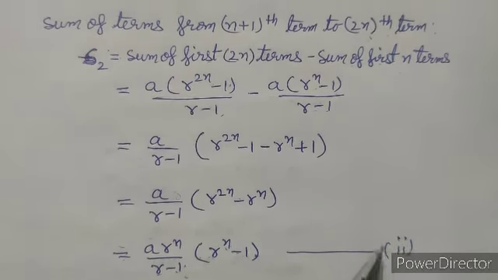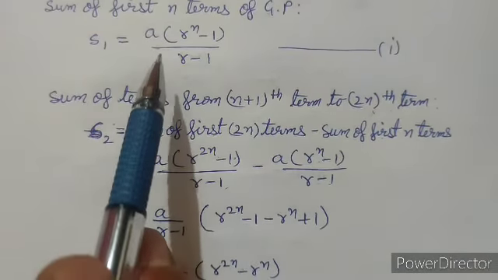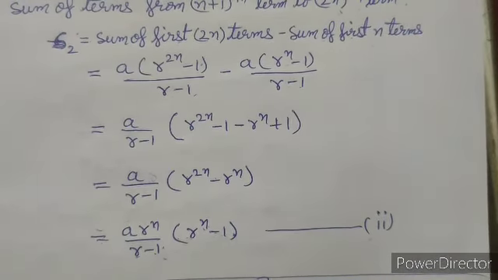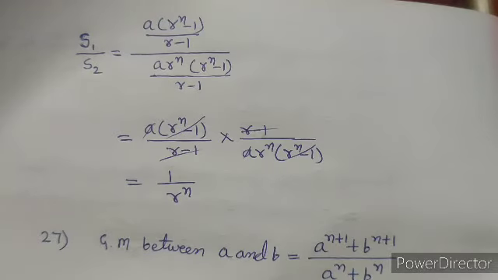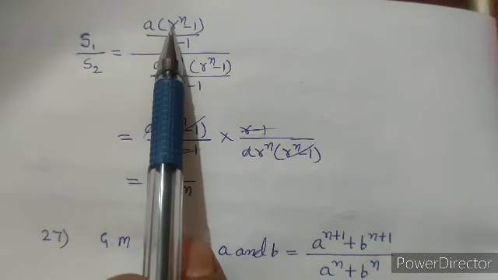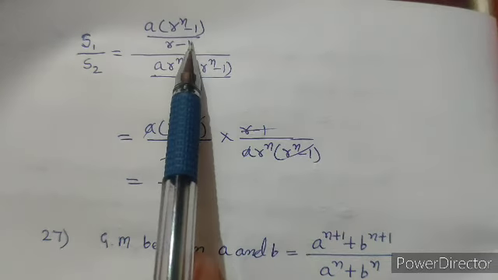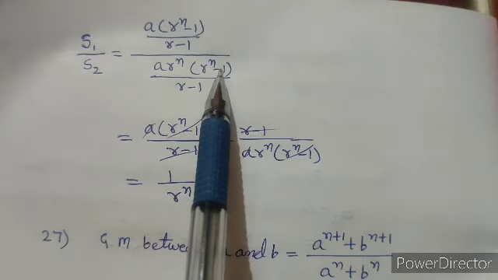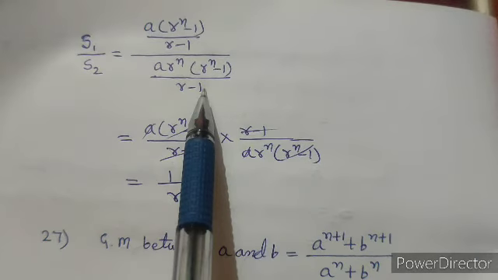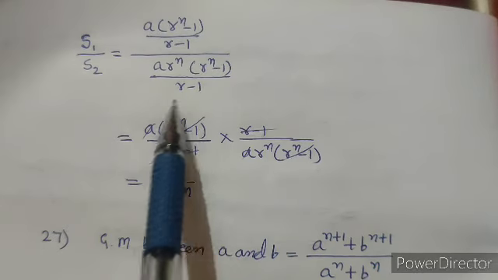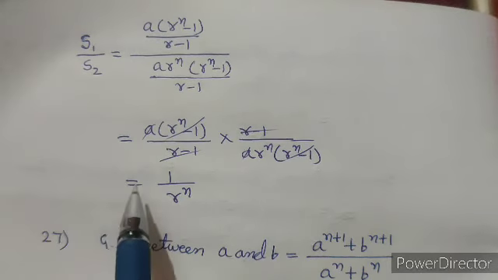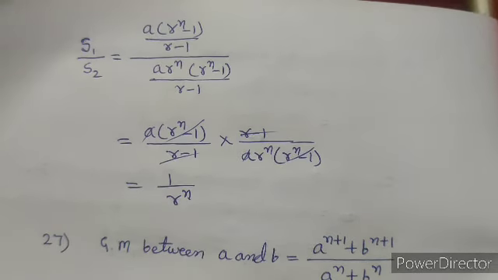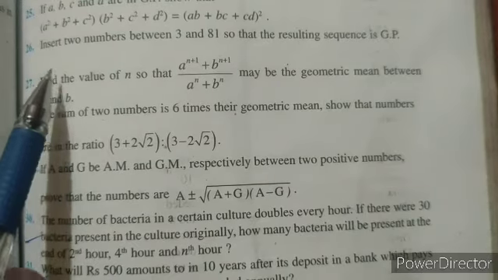Now we can find out the required ratio by dividing S1, or equation first, by S2, that is equation second. Here S1 upon S2 will be equal to A into R raised to power n minus 1 upon R minus 1 whole upon A R raised to power n into R raised to power n minus 1 upon R minus 1, from equation first and second. And this will give us value of S1 by S2 as 1 upon R raised to power n, which we had to prove.